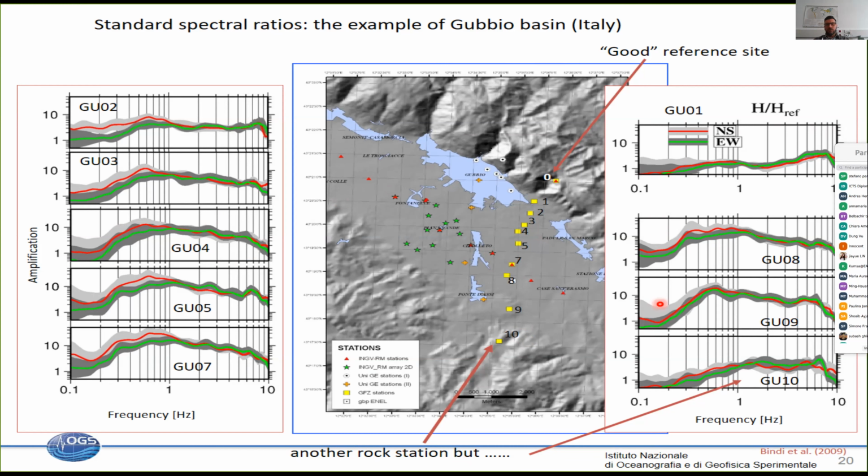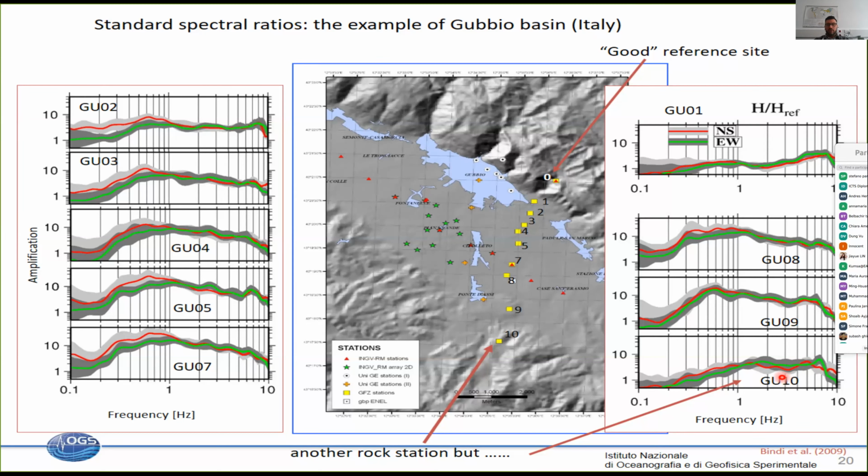At stations 9 and 8, we see that the resonance frequencies start to increase again because we go to the edge of a valley again. Surprisingly, at station 10, which we expected to be on rock again, we still observe some amplification, especially in the high frequency.